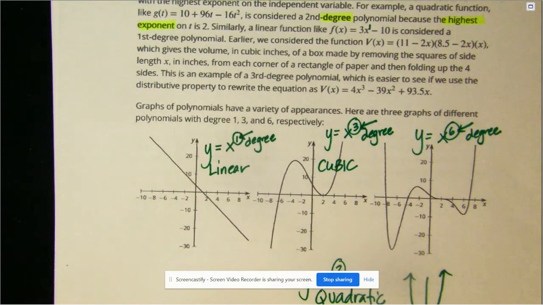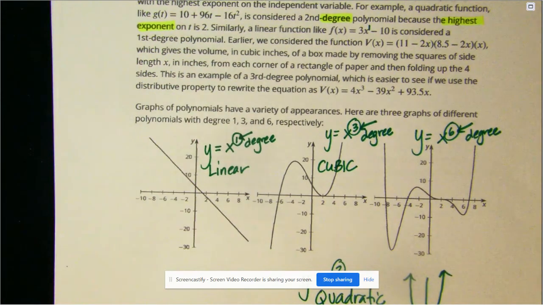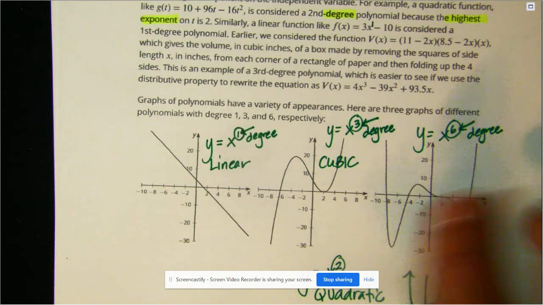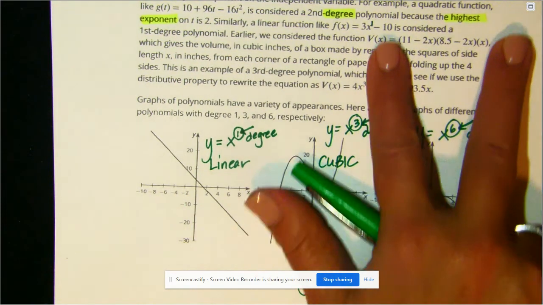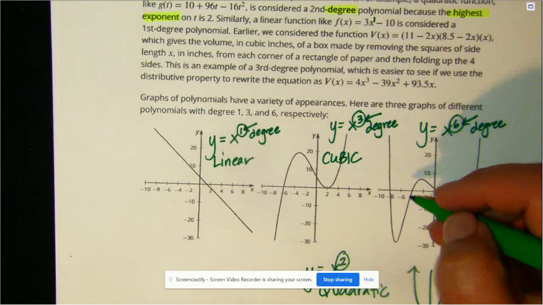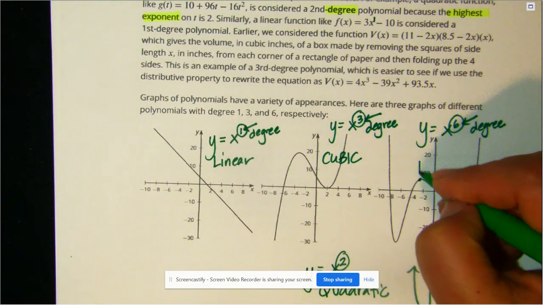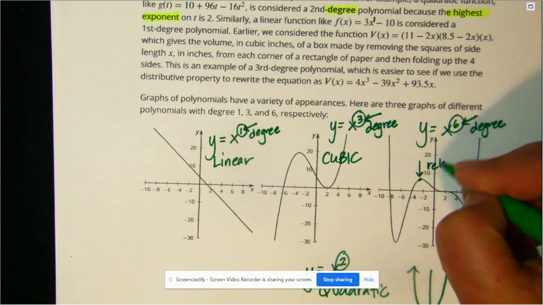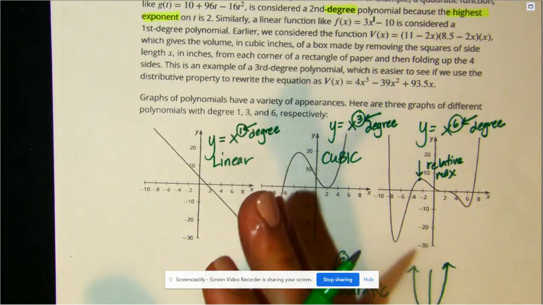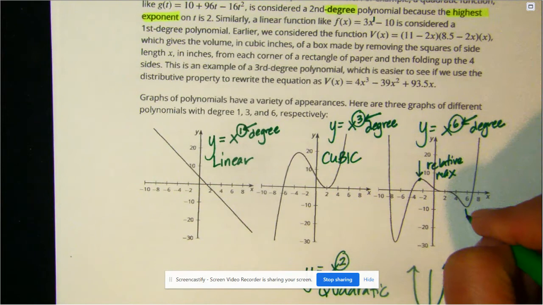Okay. Another thing you're going to want to know is, sometimes graphs don't have a max or a min like this graph, right? This graph goes on forever and ever and ever, but it has what's called relative maxes and mins. Like right here, this is called a relative max because in this area, that is the maximum. That would be a relative min.